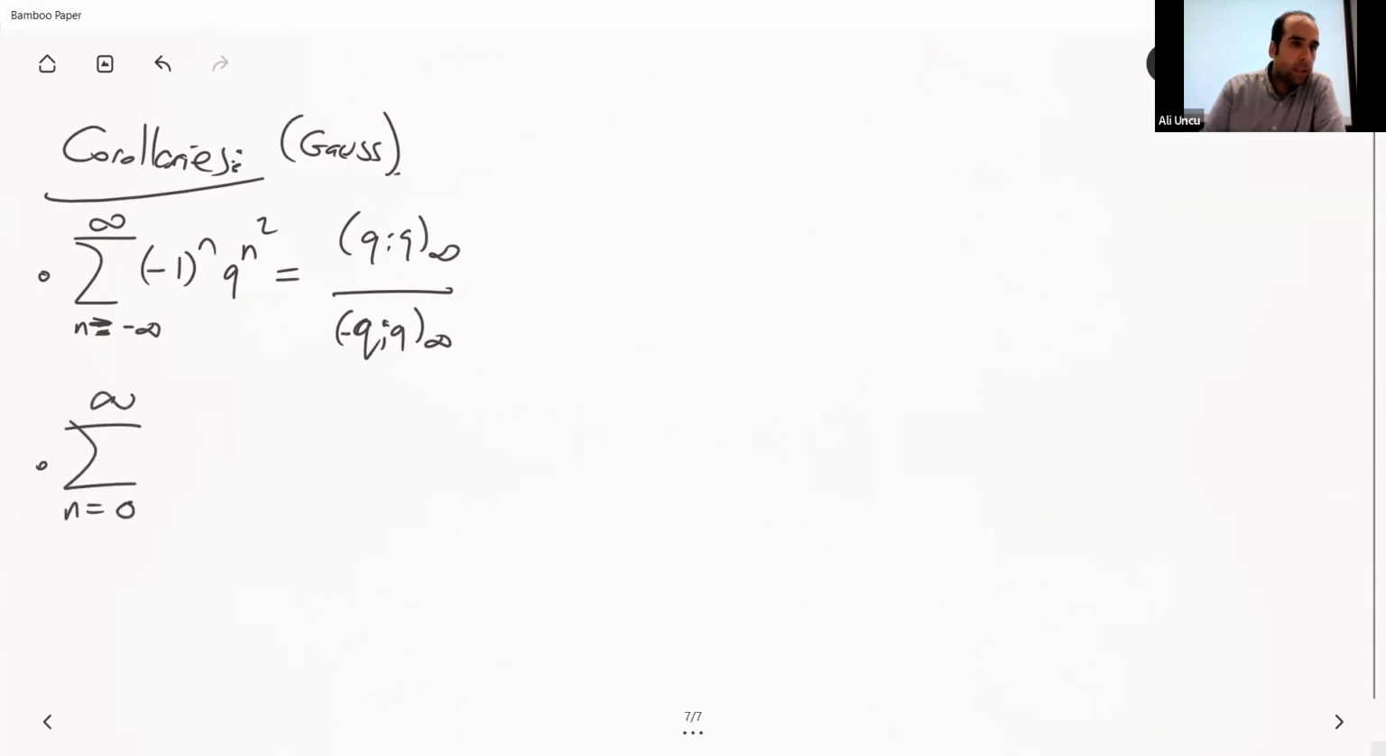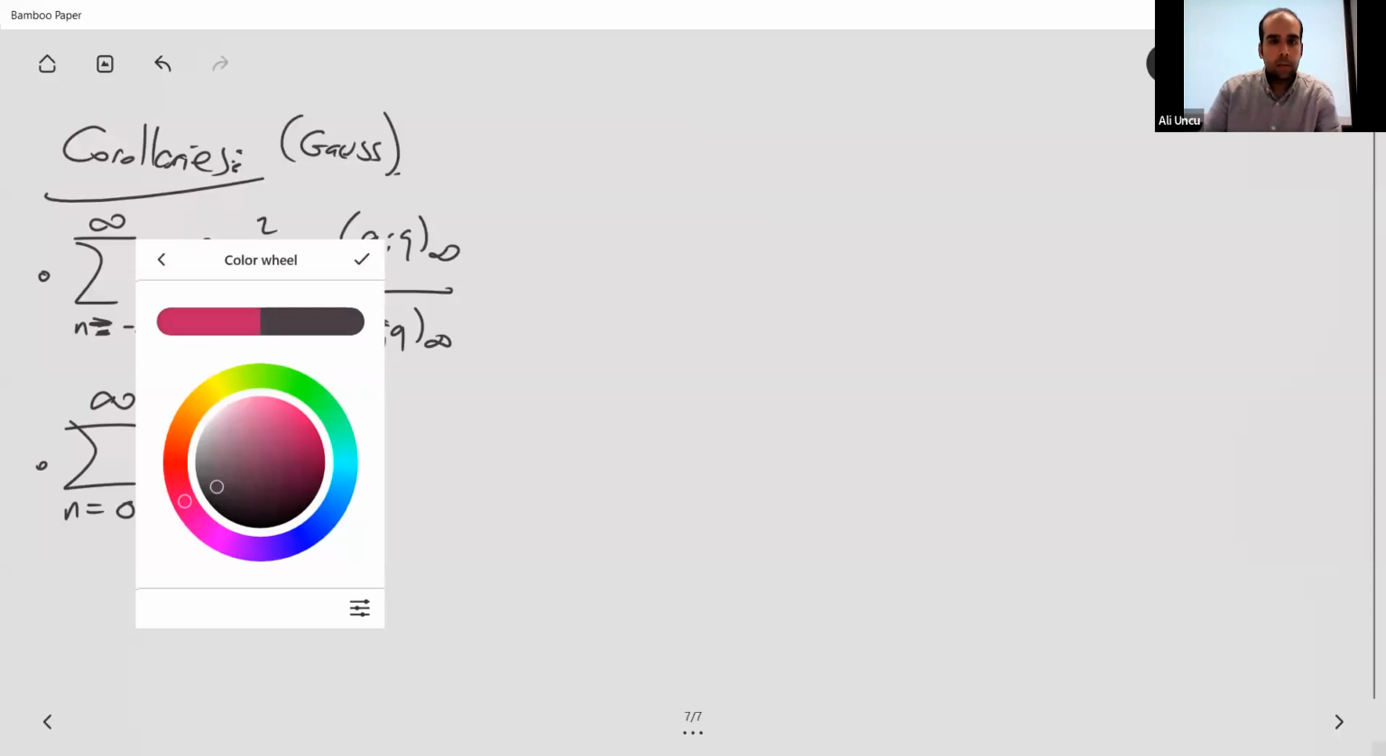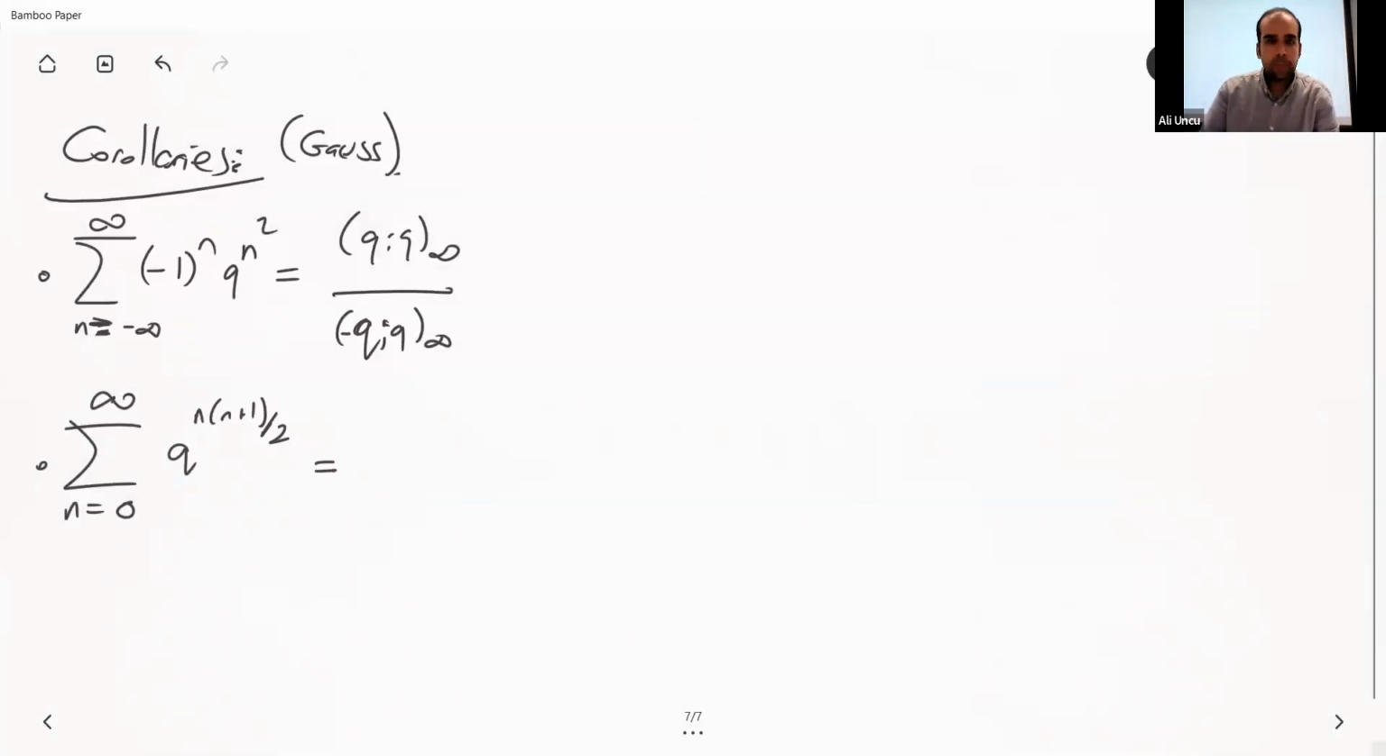Another one-sided. N is 0 to infinity of q to the triangular numbers, n times n plus 1 over 2, is equal to q squared sub infinity over q sub infinity. Was this one-sided or double-sided? I should check that again. I believe it was one-sided.